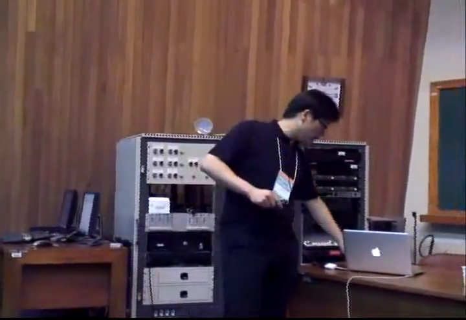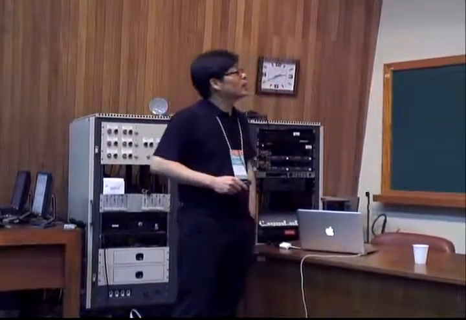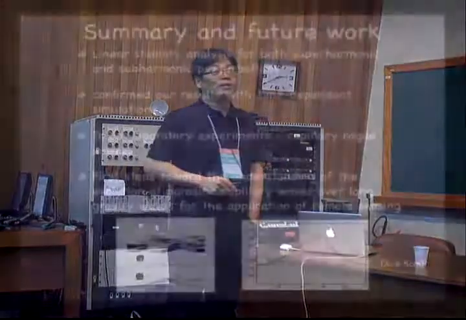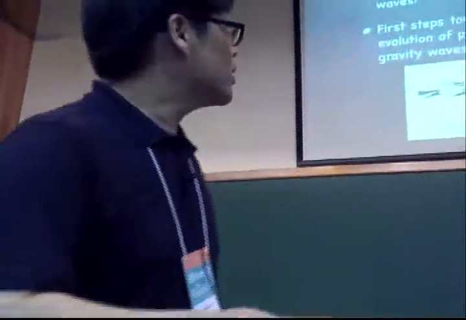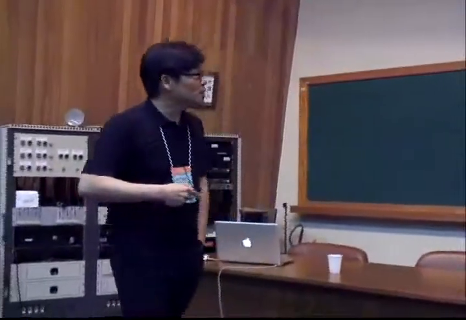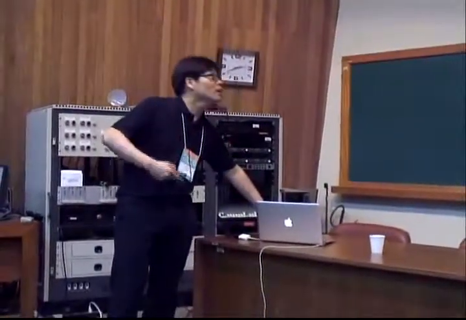But the problem that I'm really interested in is the interaction between gravity-capillary waves, and in particular, parasitic capillary waves. This is some simulation that I did, putting gravity and surface tension at the same time. And you see the little wiggles. That's what you typically see in the ocean. And these waves are important for remote sensing because these short waves are resonant with the electromagnetic waves. And therefore, the understanding of this part is important for real applications of remote sensing. So this is what I'm going to in a few years.